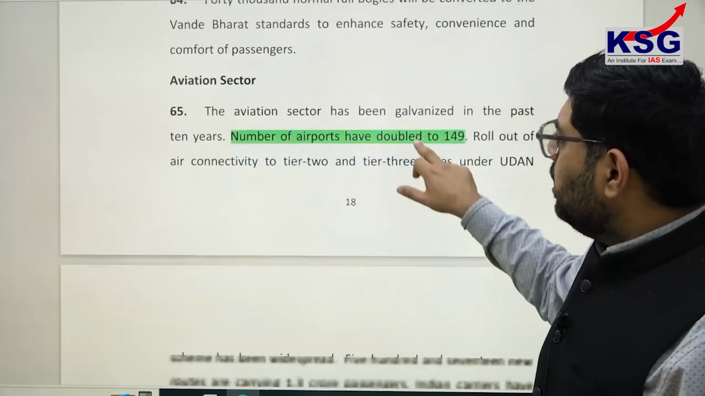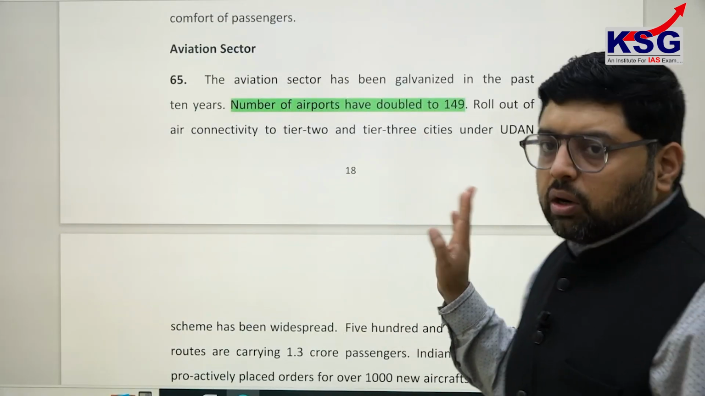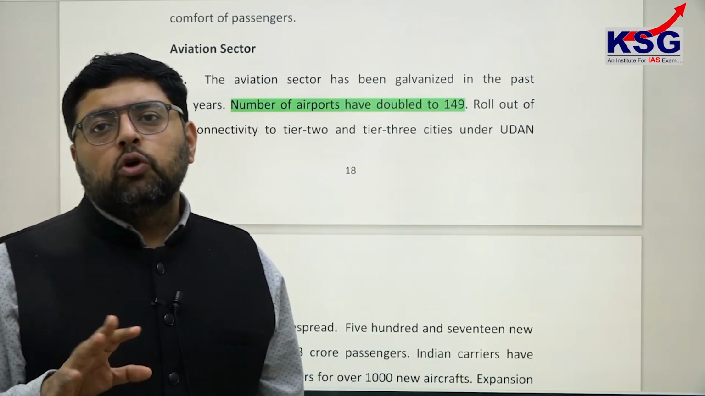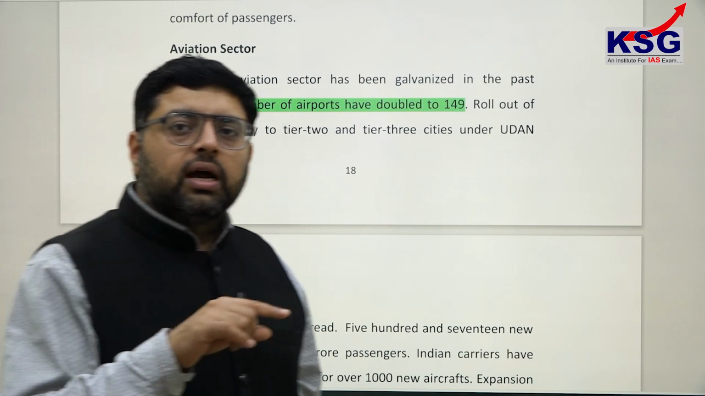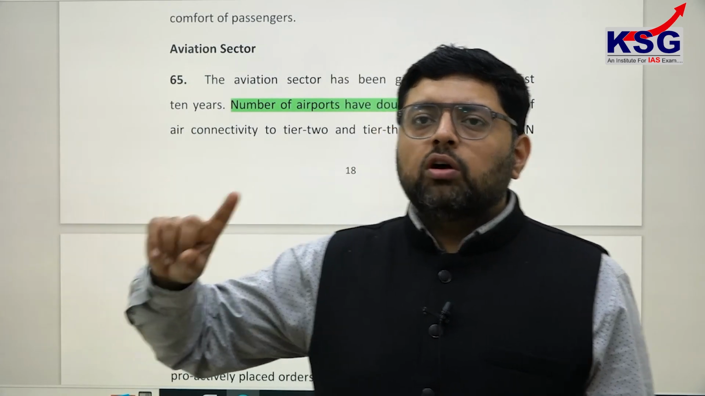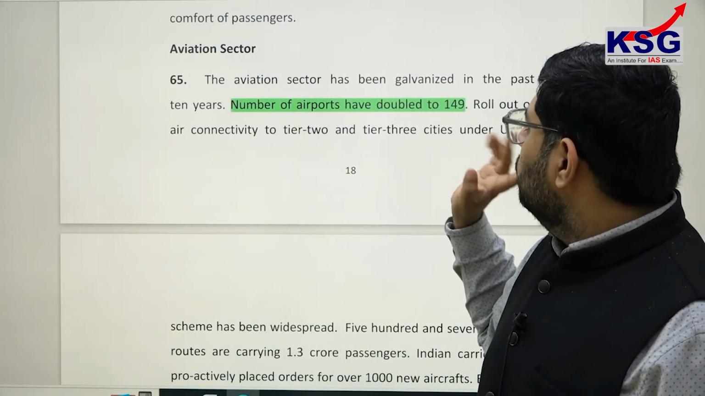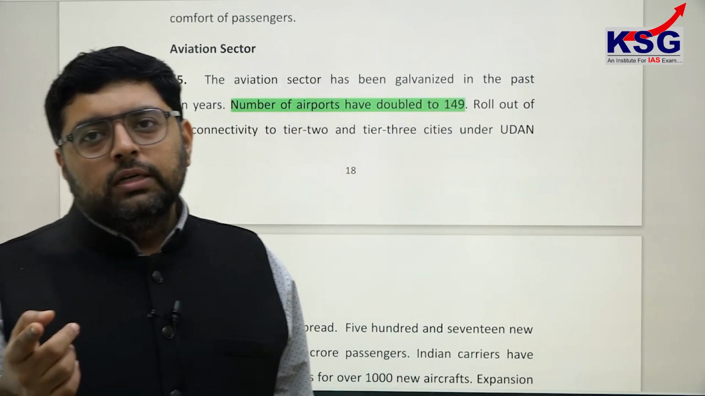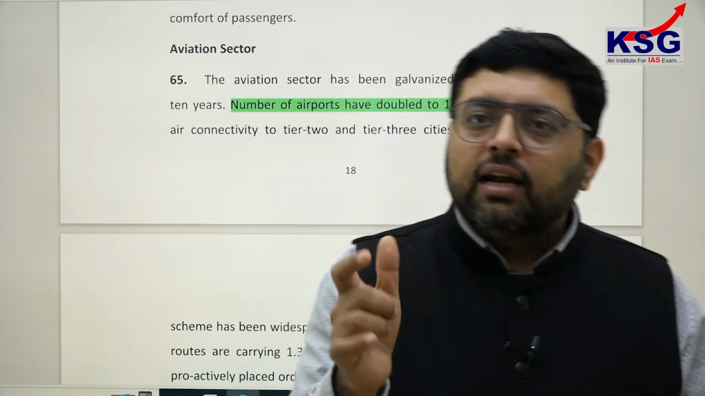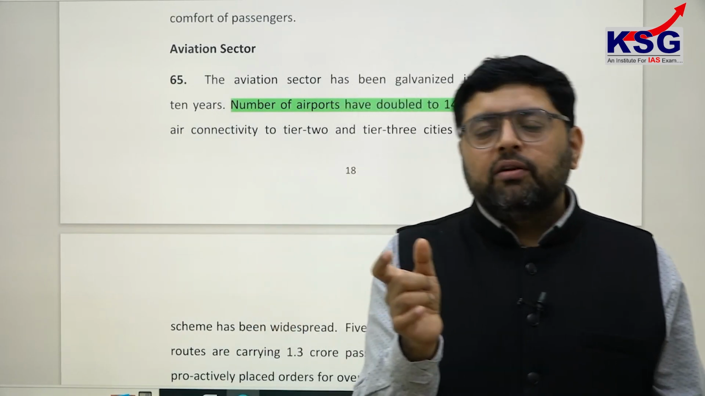Now with respect to the aviation sector, no doubt the government initiated the Udan scheme, where they want to connect metro cities with tier 2 and tier 3 cities. The outcome is that right now we have around 149 airports in India. Out of 149, 35 are international airports, but if you check on Google, somewhere it is written 34 also.